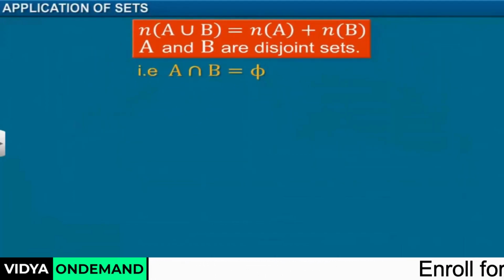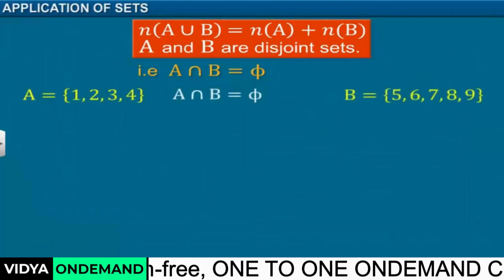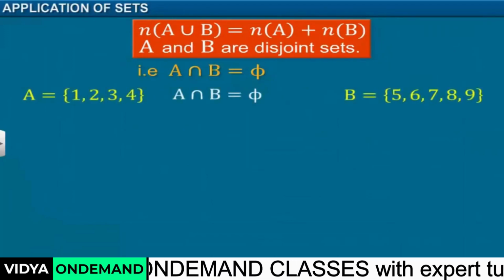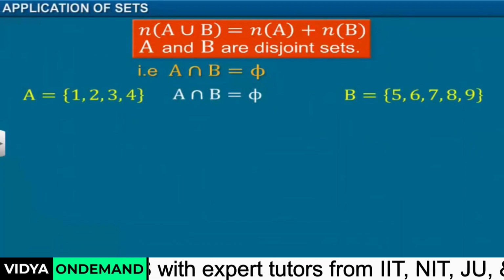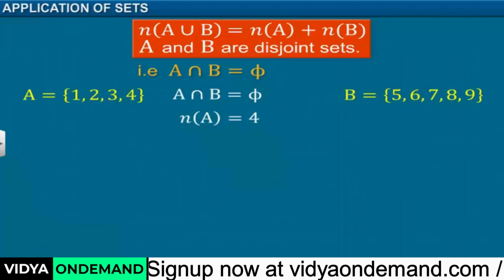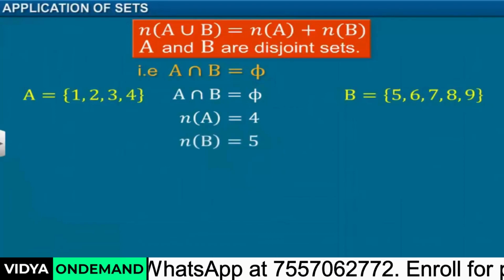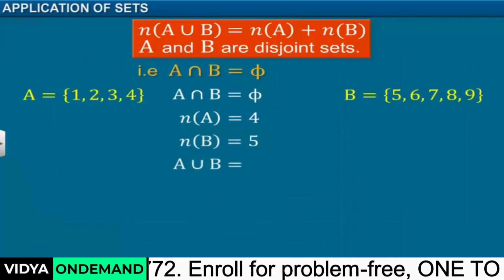Let's consider two sets A and B. These sets are disjoint sets since there are no elements in common. The number of elements in set A is 4. The number of elements in set B is 5. The union of the sets consists of the elements as shown.